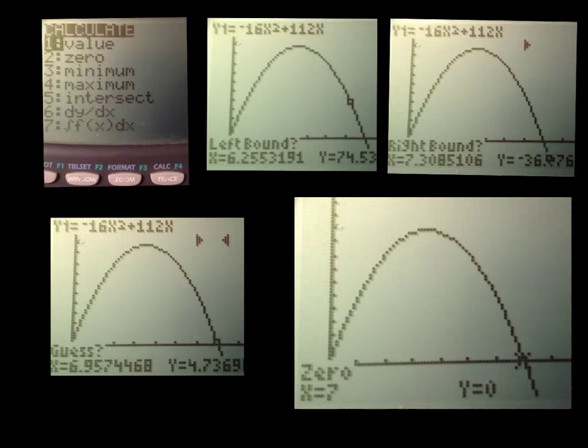We're going to go back to that calc menu. So we're going to hit second trace. Takes us back to the calc menu there. And we are going to choose number 2. That's zero. That's their word for x-intercept, like we said earlier tonight. Okay, now there's going to be 3 questions again, and the first thing they're going to ask you to do is for the left boundary.